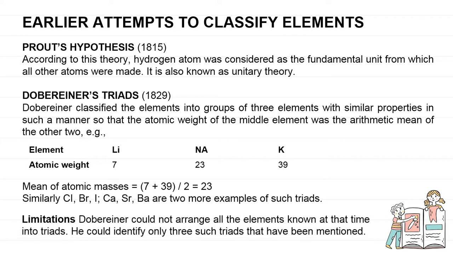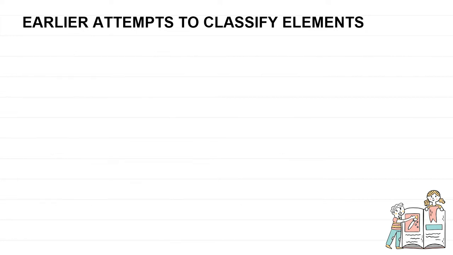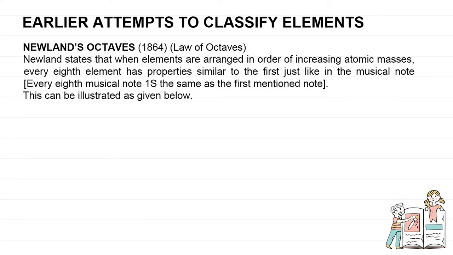However, there is a limitation in Döbereiner's triads: he could not arrange all the elements known at that time into triads. He could identify only three such triads, because this method was applicable only to certain elements. So that's all about Prout's hypothesis and Döbereiner's triads. Let us go further. Among the earlier attempts, we have Newlands' octaves. The law of octaves states that when elements are arranged in order of increasing atomic masses, every eighth element has properties similar to the first, just like musical notes.